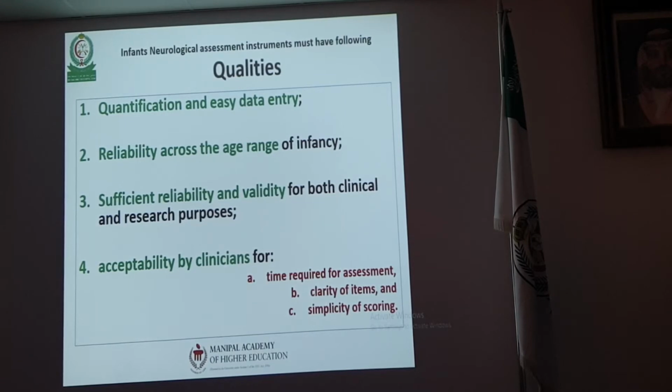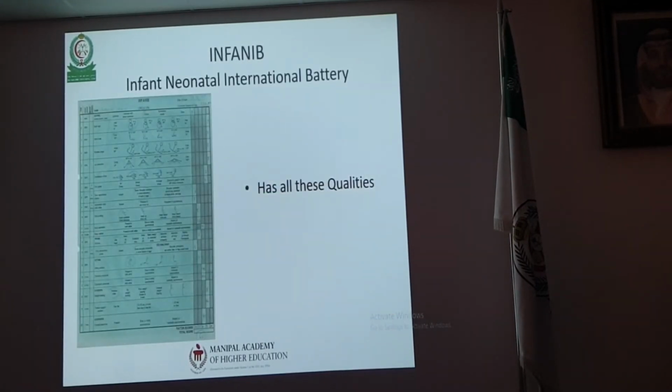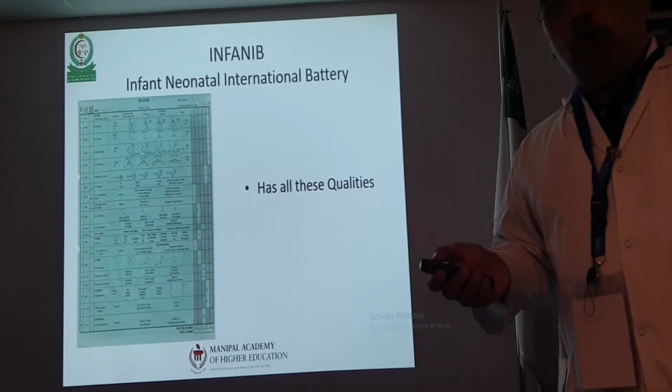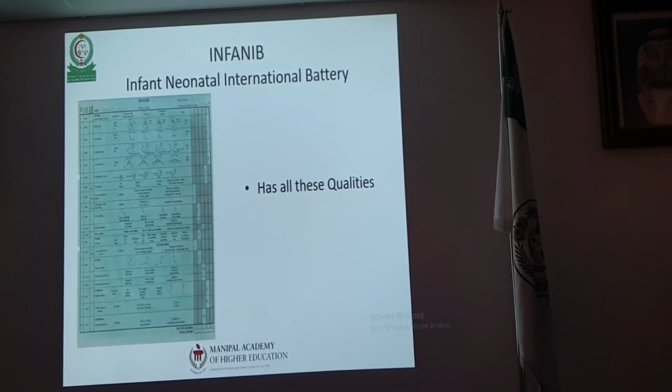for each child you don't have 1 hour to spend. That means it must take the least possible time for you to evaluate. And it should have simplicity, and clarity of the items should be there. That means it should clearly conform to the analysis, and it should have simplicity in scoring. It should be easy to score. So these properties we need in an evaluation tool. So the question is whether all these qualities are there in the InfANIV or not. The answer is yes, it has all the qualities. So how can we say it has all the qualities? We go down further.